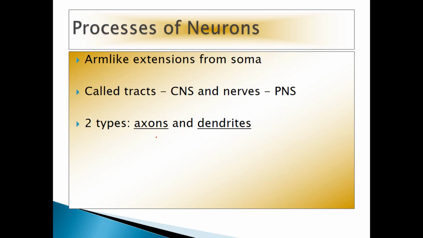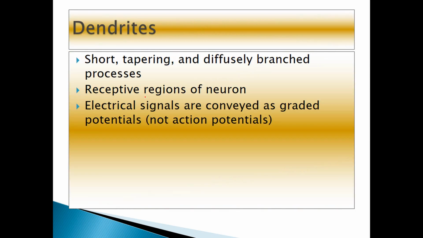So the processes of neurons, there are going to be two types, axons and dendrites. However, in the CNS, they're called tracts. So when you take a look at a cross-section of a spinal cord, there are going to be tracts in there. And when you're in the PNS, the peripheral nervous system, they're just referred to as nerves. So the dendrites are short, tapering, and these are the receptive regions of the neuron. And signals are conveyed as graded potentials, not action potentials. Excuse me. And I will cover the difference between these two.